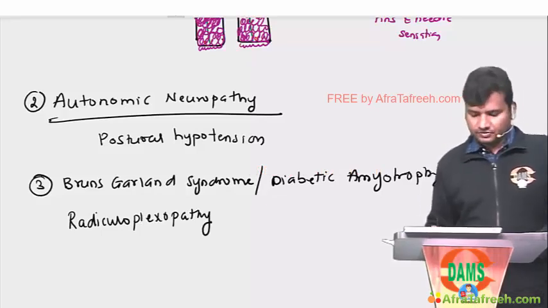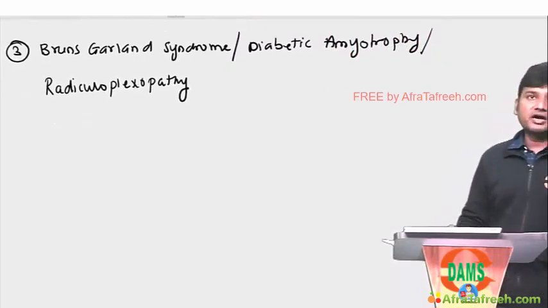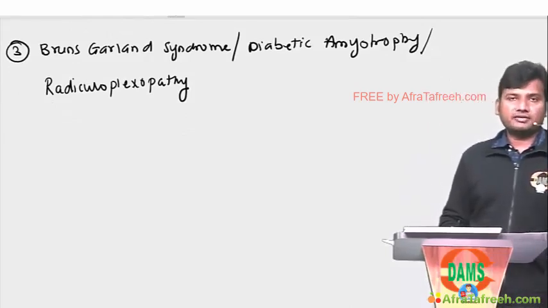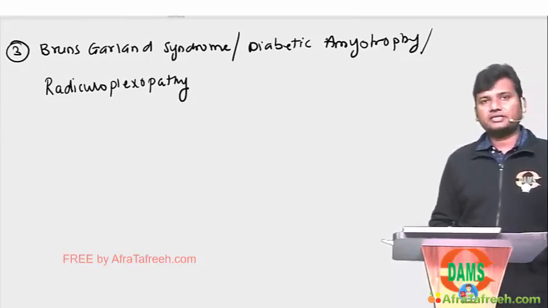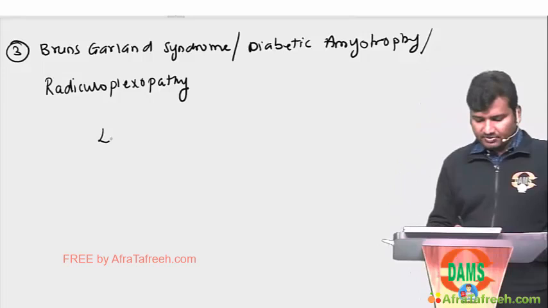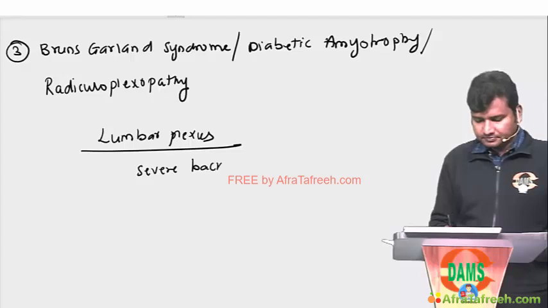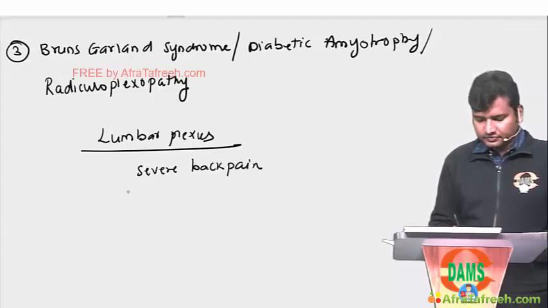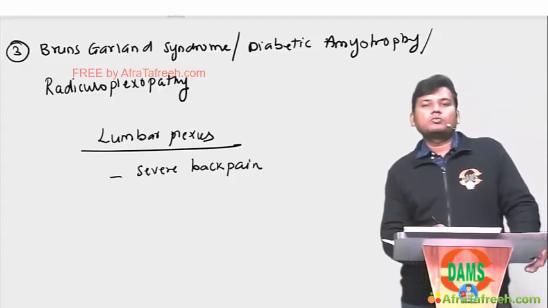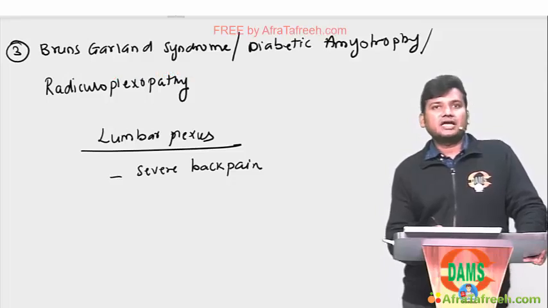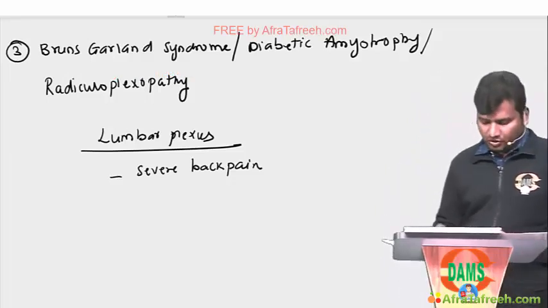Radiculoplexopathy. Okay. So now there is infarct or ischemia of the plexus. Lumbar plexus, brachial plexus, both can be affected. Commonly affected is the lumbar plexus. Patient will have severe back pain. Okay, it is a lower motor neuron lesion, so atrophy of muscle can occur. So it is also called diabetic amyotrophy.